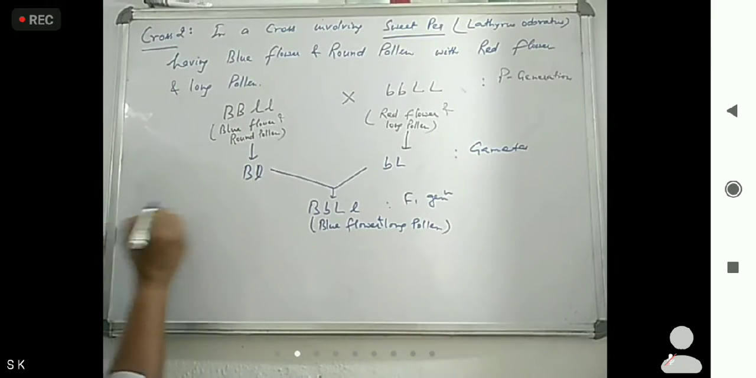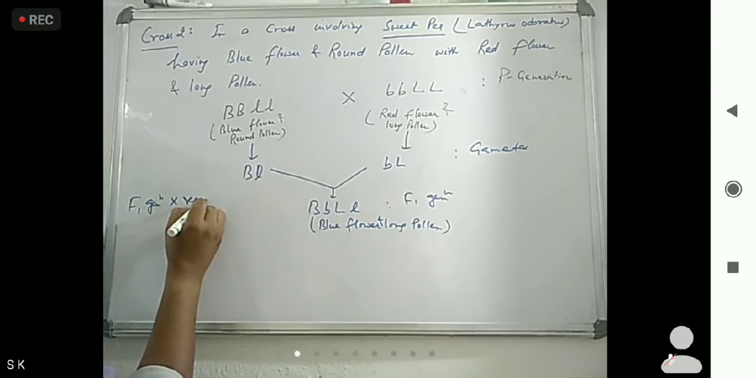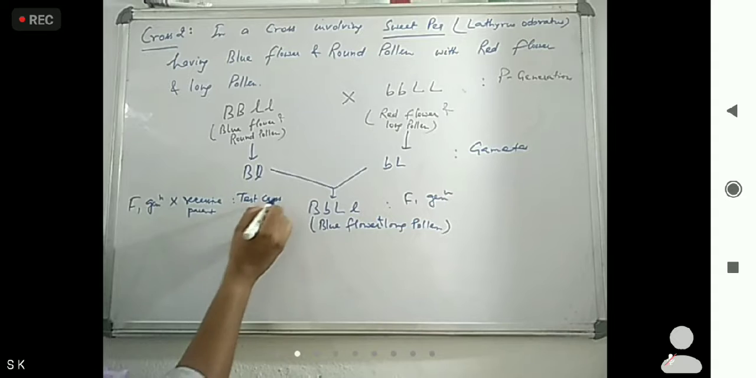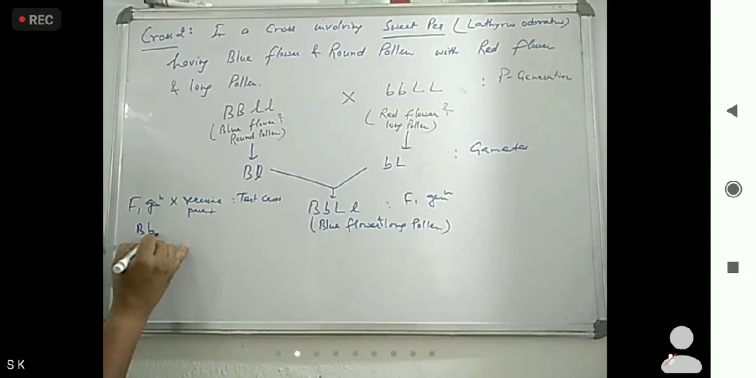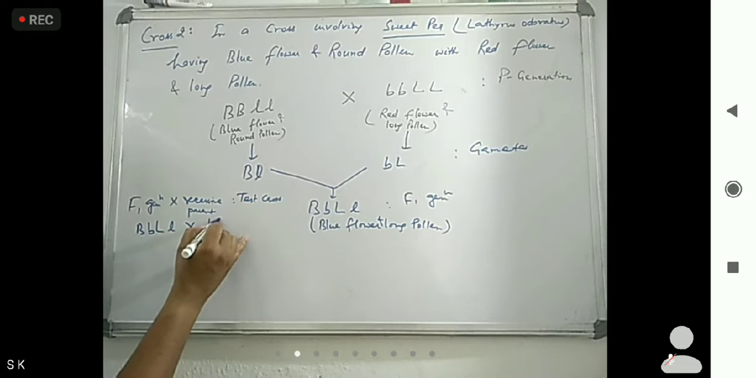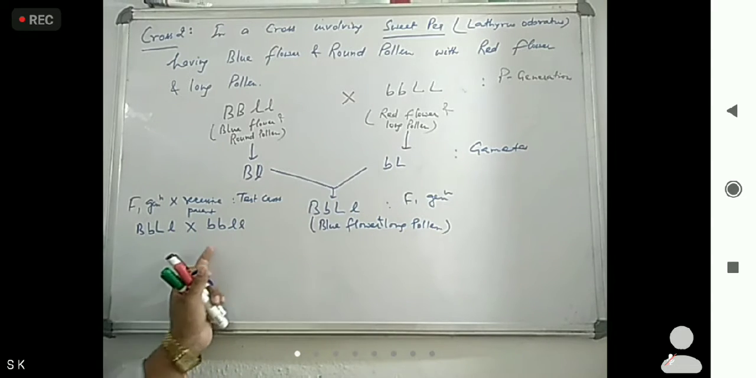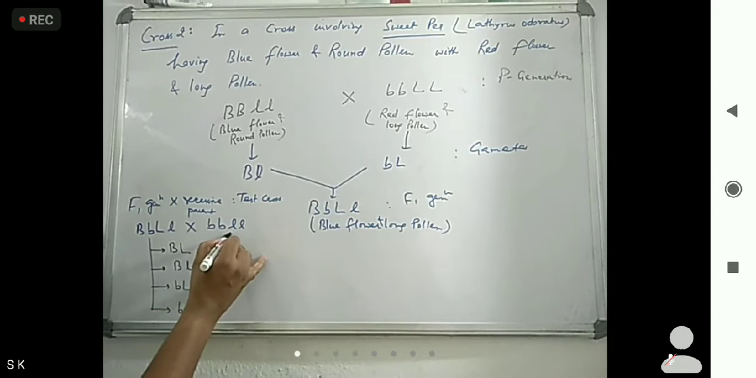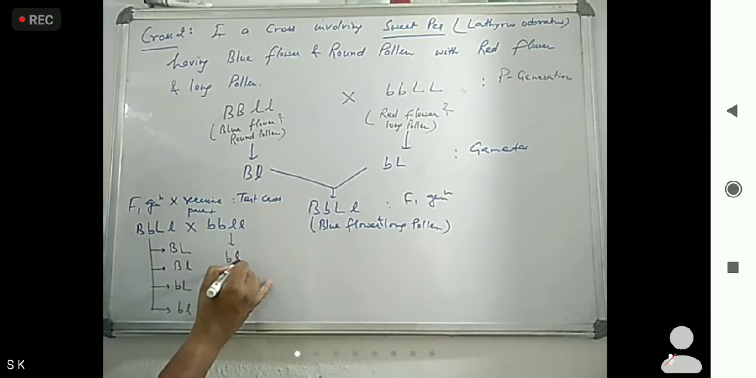Now this F1 generation crosses with the recessive parent. This is known as a test cross. So here F1, capital B, small b, capital L, small l, crosses with small b, small b, small l, small l. What gametes will come? Capital B, capital L; capital B, small l; small b, capital L; and small b, small l. And here, small b, small l.